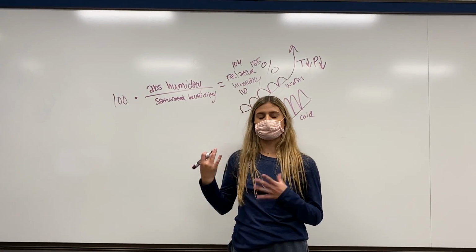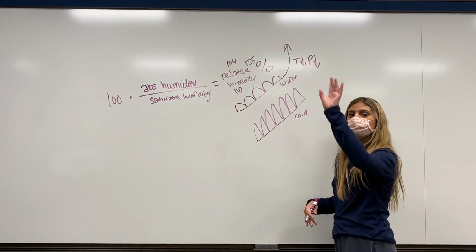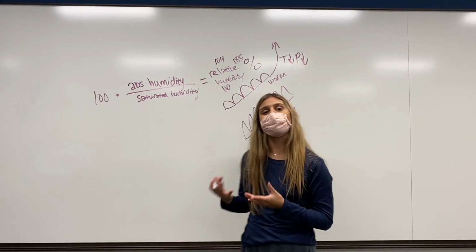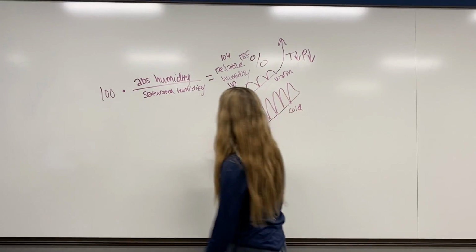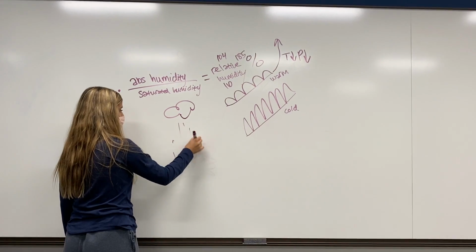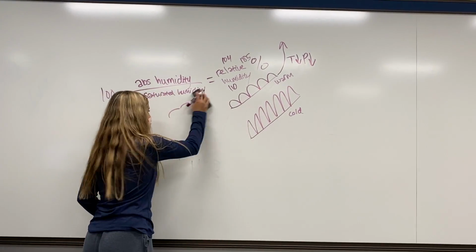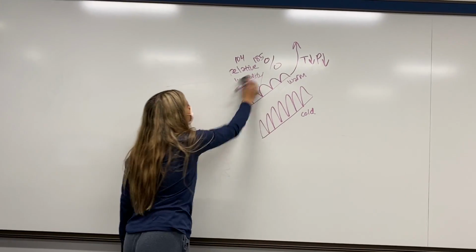This means that precipitation is going to occur because the dew point, which is the temperature at which the air mass cannot hold water anymore, has been exceeded. When this happens, we have precipitation. That's all really interesting stuff, but let's talk about it in another context.